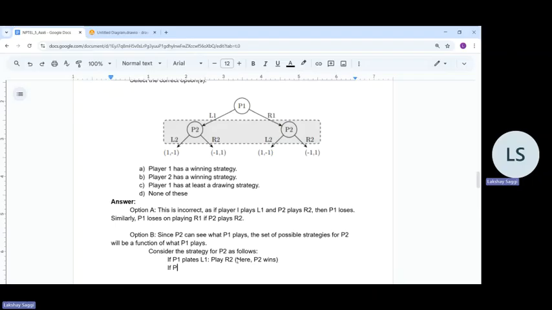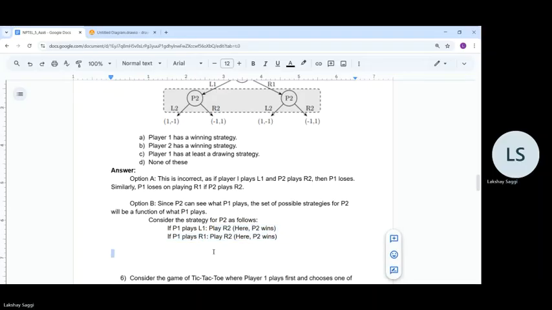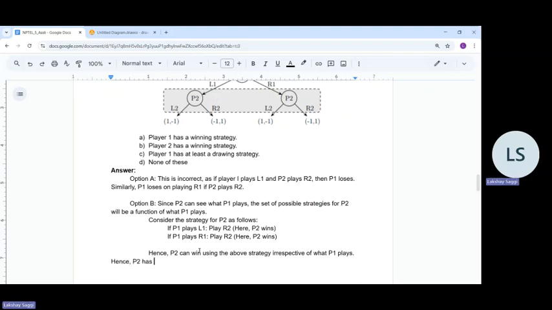And similarly, if P1 plays R1, again play R2. Here P2 wins. So actually here, whatever player 1 is playing, whether player 1 plays L1 or player 1 plays R1, in both cases player 2 is winning. So yeah, P2 can win using the above strategy irrespective of what P1 plays. Hence, P2 indeed has a winning strategy.